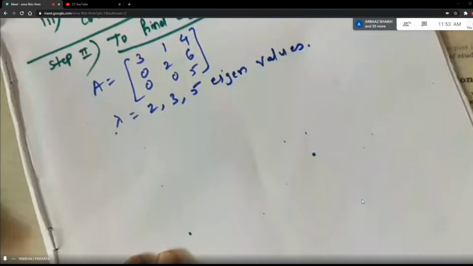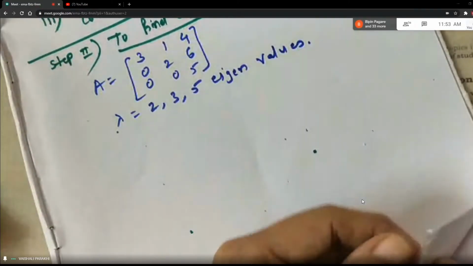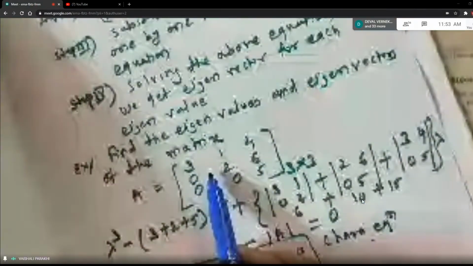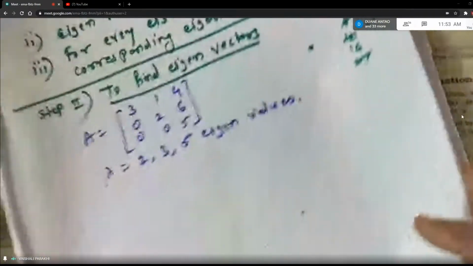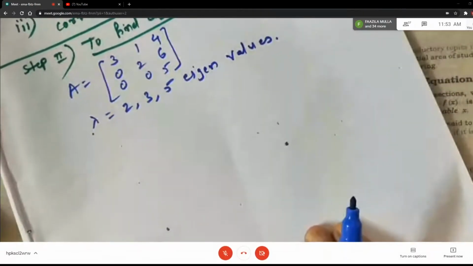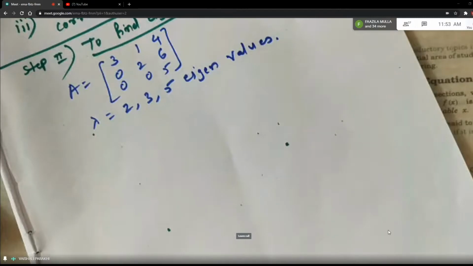Now, what was the question, students? The question was asked: find the eigenvalues and eigenvectors of the following matrix, right? So the first part already we did, that is to get the eigenvalues by using the shortcut method. Now today I am going to tell you how to find eigenvectors.